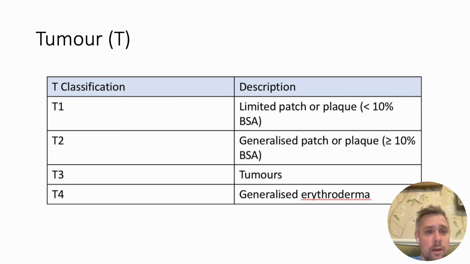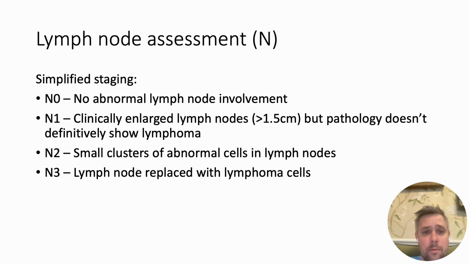So you divide it into the tumor. So T1 is limited patch or plaque disease, less than 10% of the body surface area. T2 is generalized patch or plaque disease, greater than 10% of the body surface area. T3 is if they're tumors, so if they're obviously more raised and tumor-like, and T4 is generalized erythroderma.